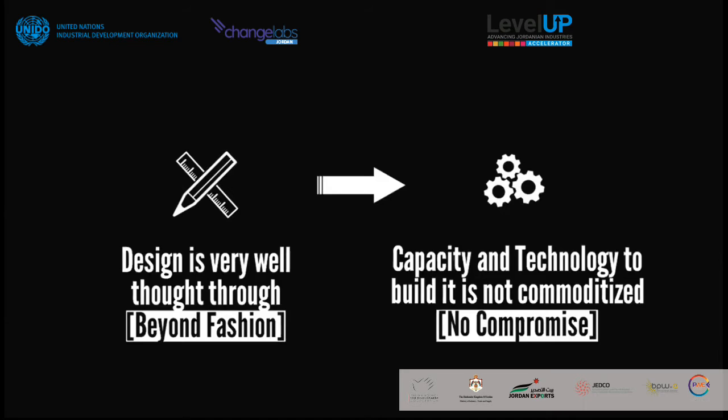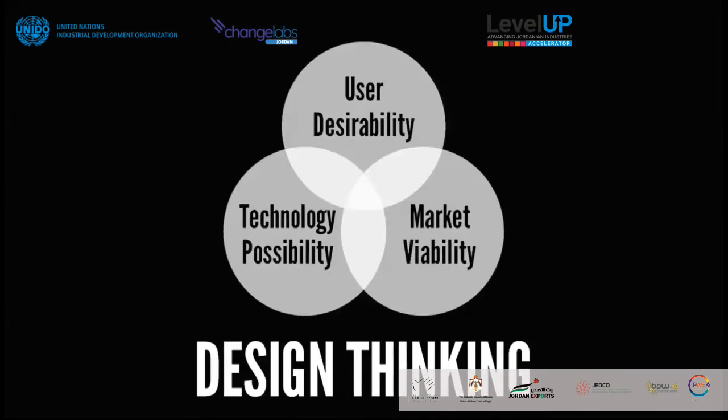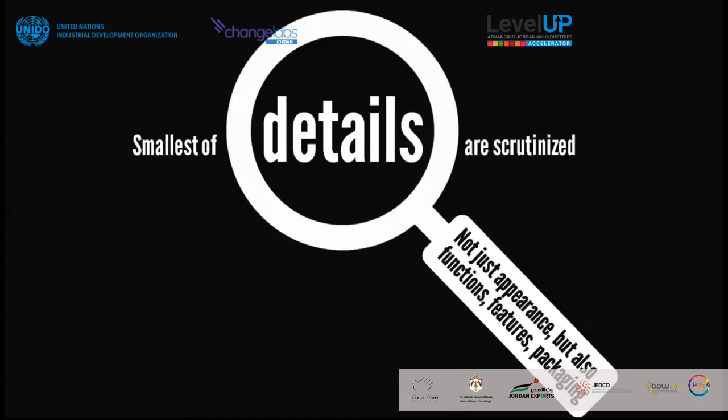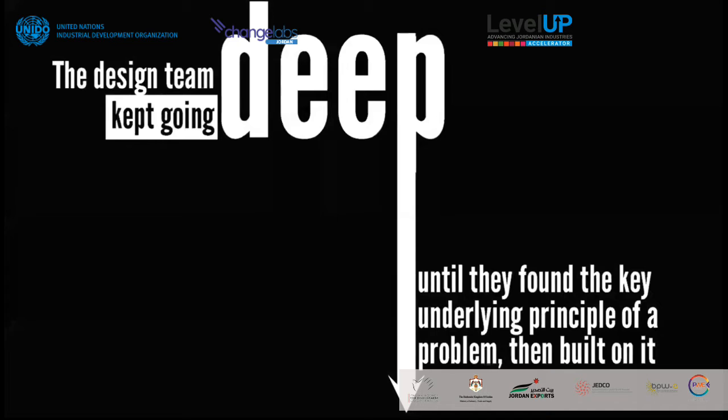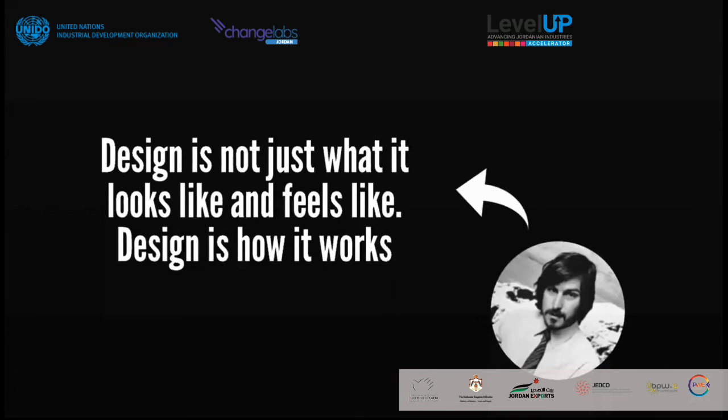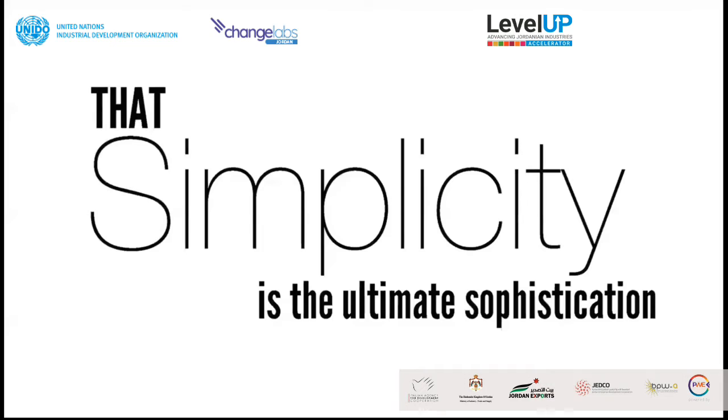Design is very well thought through. It is beyond fashion. The capacity and technology to build it is not commoditized, and there is no compromise on functionalities. This is design thinking, a combination of user desirability, technology possibility, and market viability. The smallest of details are scrutinized, not just the appearance of the product, but also its functions, features, and packaging. The design team kept on going deep until they found the key underlying principle of a problem, then built on it. Design is not just what it looks like and feels like. Design is how it works. That simplicity is the ultimate sophistication.